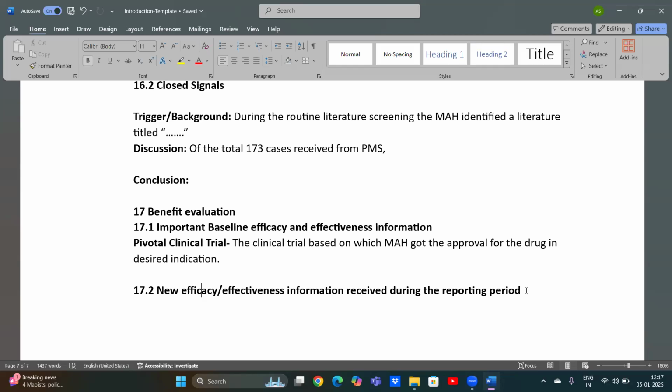Now, suppose you are doing the first PBR, then what will go in 17.1? The clinical trial team will provide it. Okay. So the clinical trial data which you have submitted, based on which you got the approval, it may be 1, 2, 3, 4, whatever clinical trials, that information will come in 17.1 in the first PBR. What would be the source for that information?